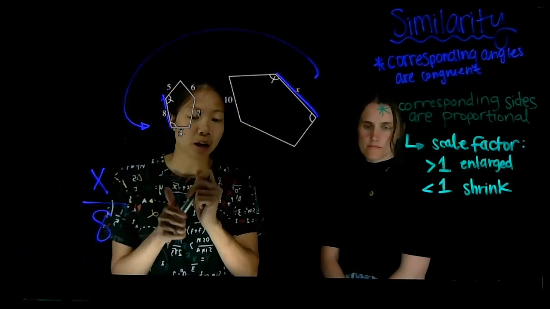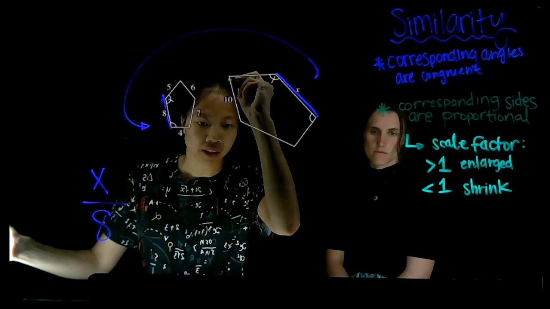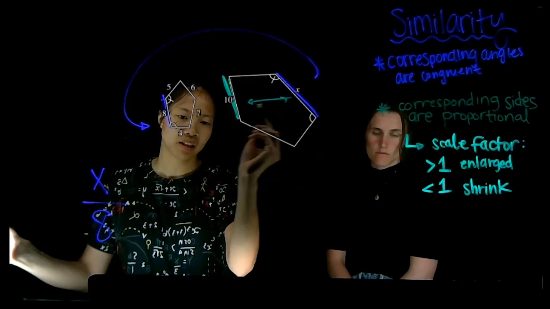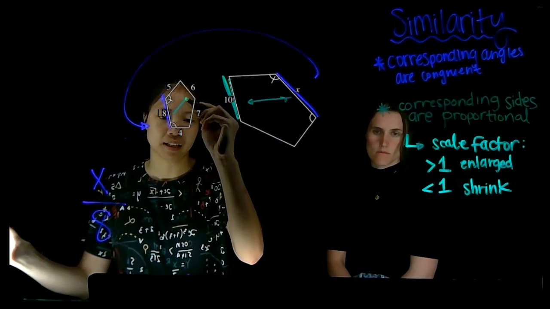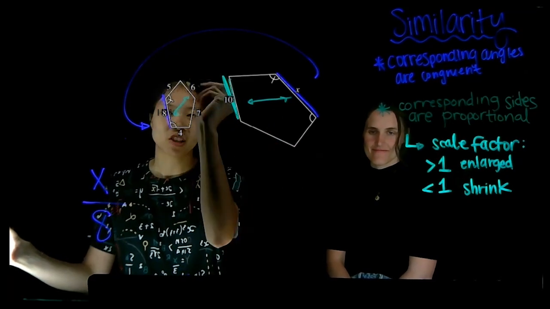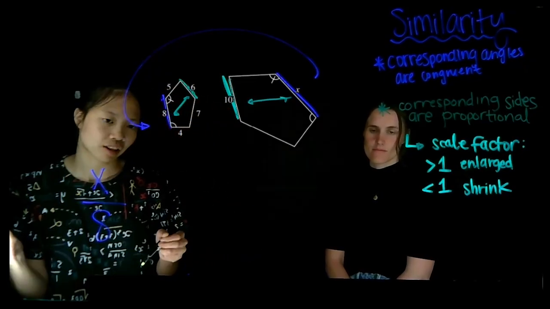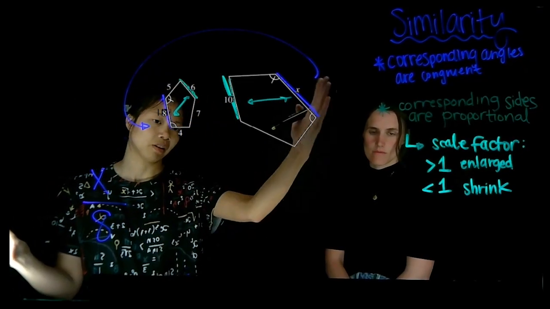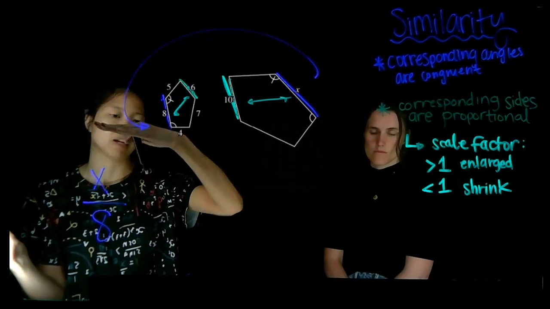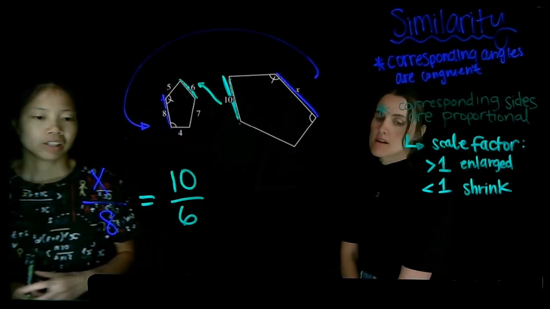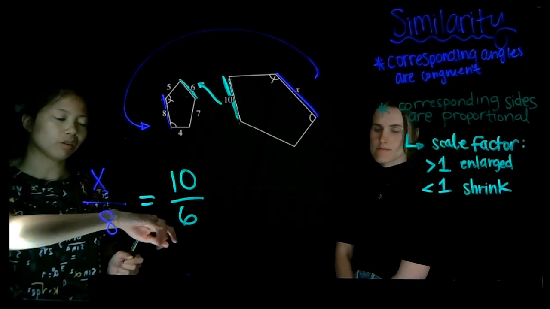Now I need to figure out what corresponds with 10. We got 10 here. Since x and 10 are opposite sides of each other, I know that the same thing's going to happen here. 8 and 6 are mostly opposite of each other. So we know that 10 and 6 have to correspond. I don't want to write my fraction the other way though, because I started off on this fraction, x to 8. I have to keep that same flow. I go from 10 to 6. So now we got x over 8 equals 10 over 6.